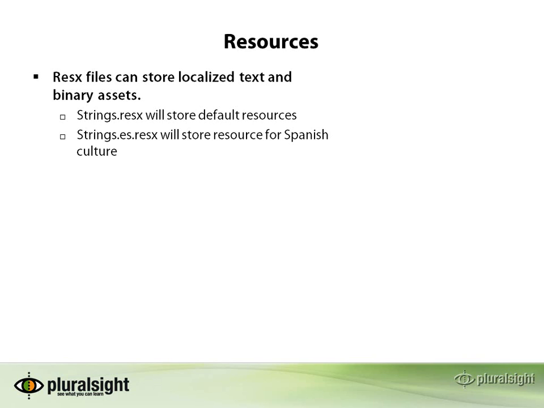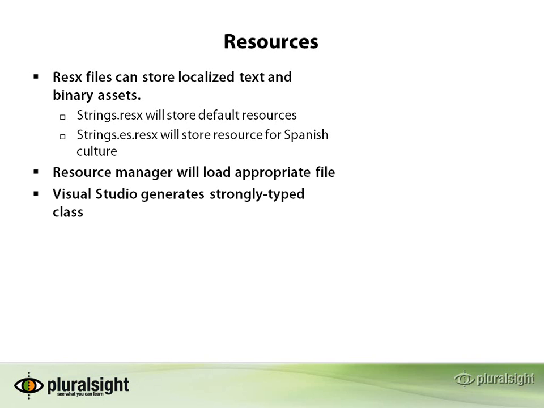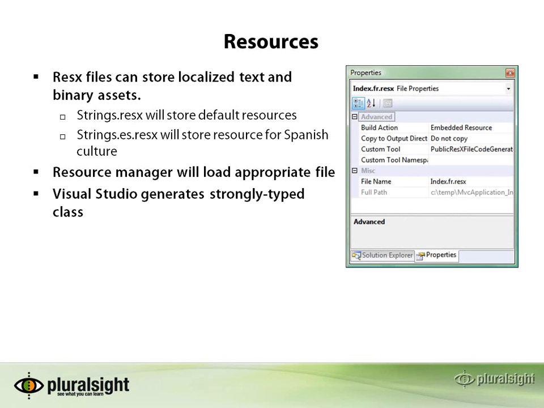In .NET, there's a resource manager that will load the appropriate resource file for the current UI culture in effect. But we generally don't have to interact with this resource manager directly because Visual Studio will automatically compile these resources into the project's assembly and also generate code to access the resources with a strongly typed class. If you go to the Properties window for a resx file, you'll see Visual Studio has the build action set to Embedded Resource. We'll also talk about some of the other settings here when we get to the demonstration.